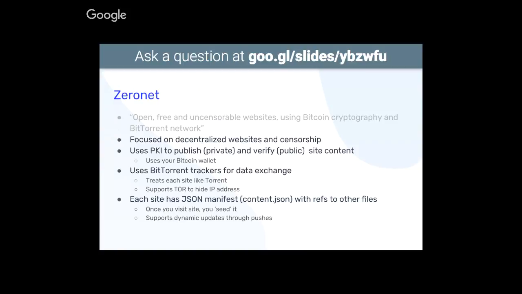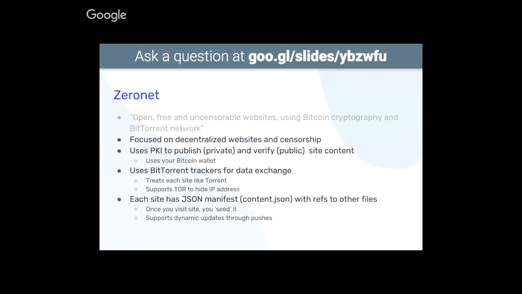Now, because censorship avoidance and privacy are important, they support Tor out of the box to hide your IP address. This is something that you can do with IPFS or pretty much any P2P networking solution out there, but ZeroNet does that very purposefully. The way ZeroNet works is each site has a JSON manifest, a content.json file, and in there it has a bunch of references to other files. So when you visit a site, you will access that JSON manifest, and then you'll start pulling the referenced files from the BitTorrent swarm.